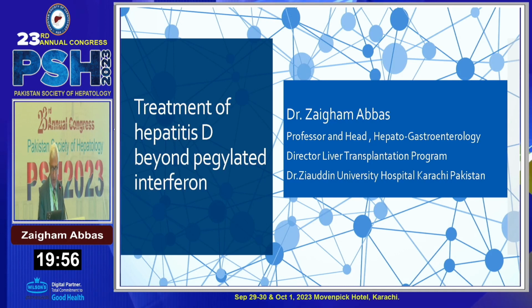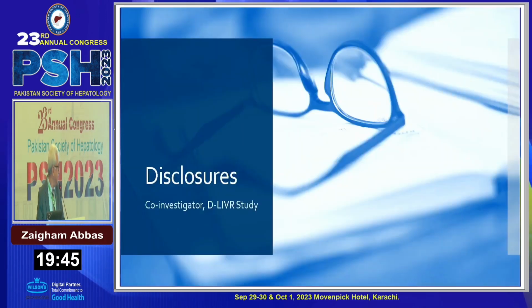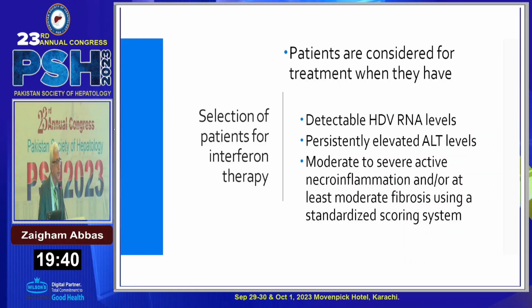So, after going through the treatment of hepatitis B, my task is to discuss hepatitis D, or delta hepatitis. For the selection of patients for treating delta hepatitis, we should have detectable HDV RNA. There should be elevation of ALT and moderate to severe necroinflammation, or at least moderate fibrosis using the standardized scoring system. And for this, we may take the help of FibroScan nowadays.